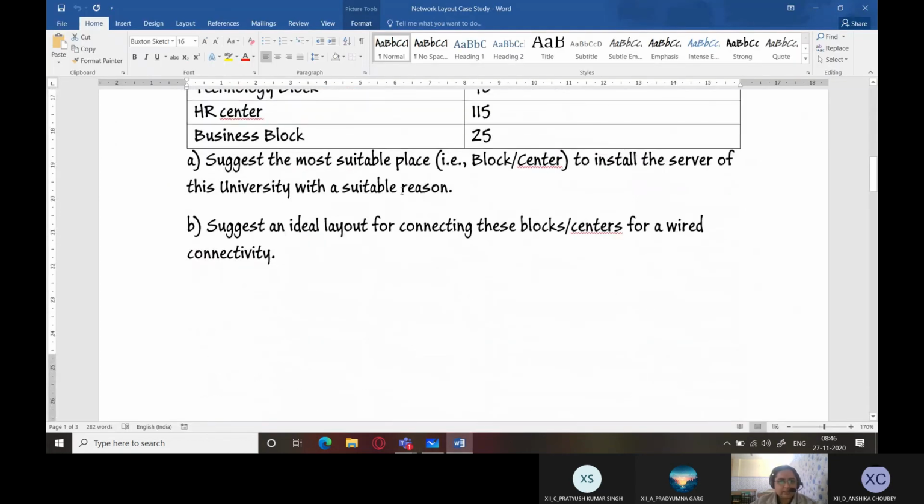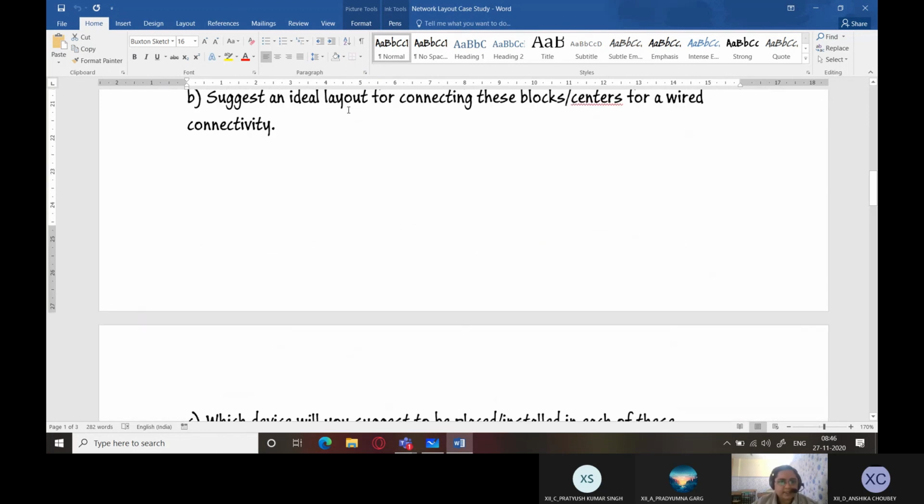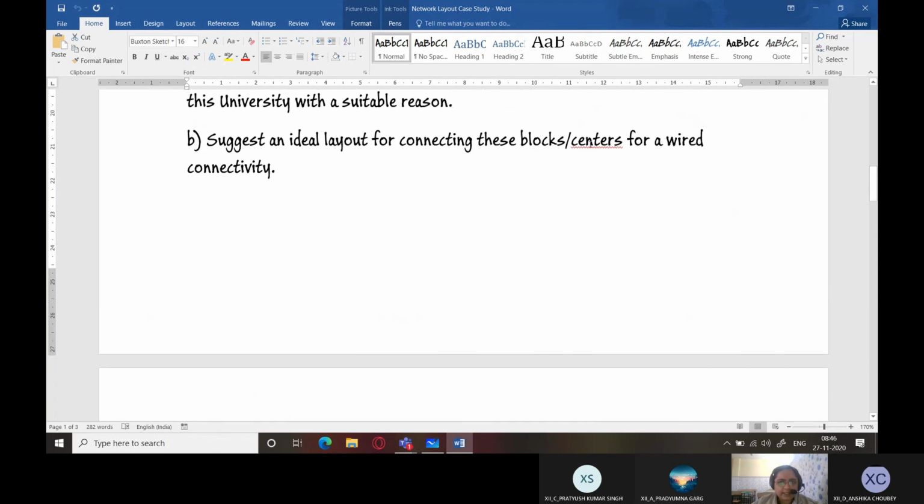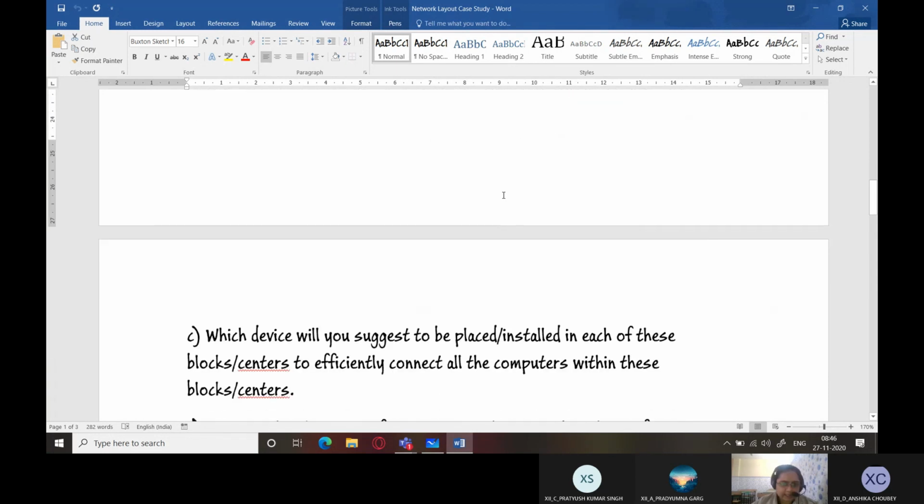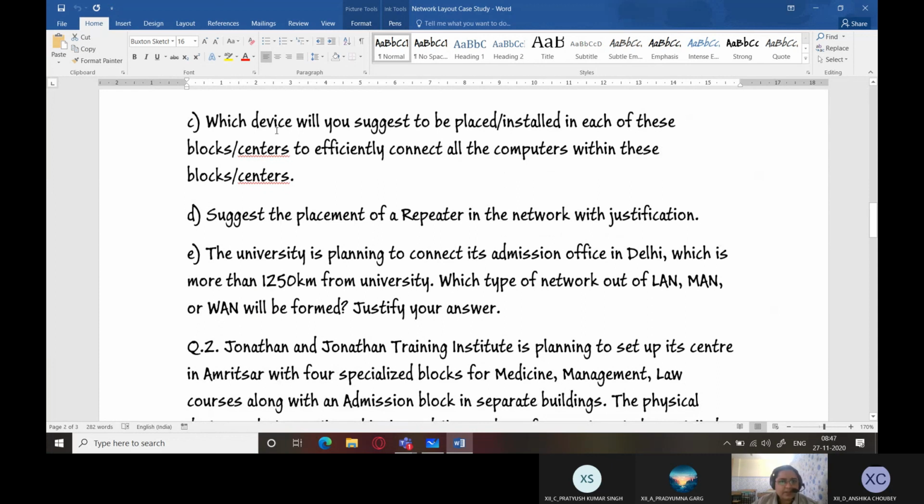Some other questions quickly we will see. First question is already done. Suitable place to install the server is HR center. Suggest an ideal layout for connecting these blocks or centers for a wired connectivity. We have solved that also. Which device will you suggest to be placed or installed in each of these blocks to efficiently connect all the computers? Switch or hub? The third one will be hub or switch. You will be writing the answer like this, hub or switch.